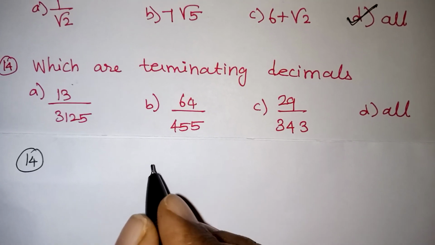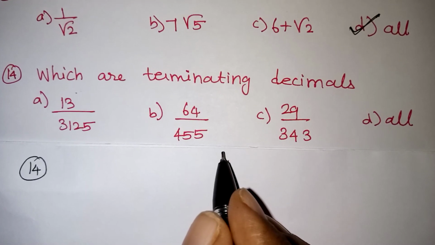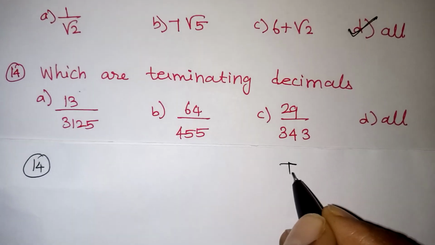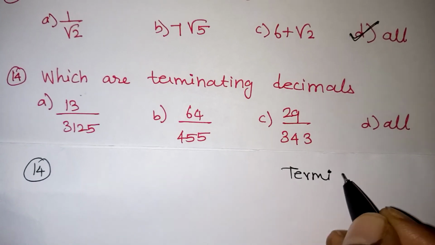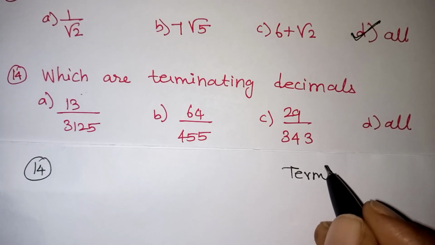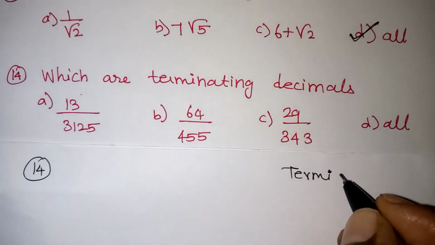So here our question is, which are terminating decimals they are asking. Terminating decimal means the denominator should consist of only the factors of 2, 5, or 2 and 5 together.